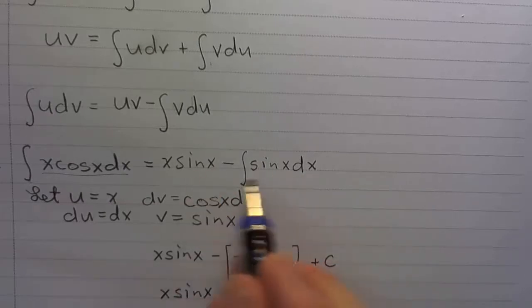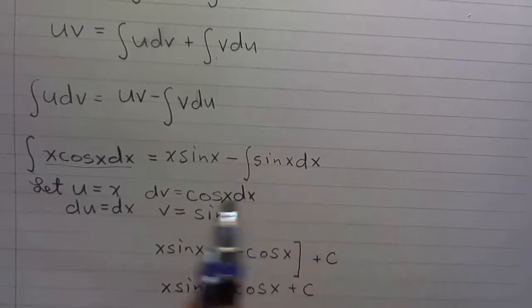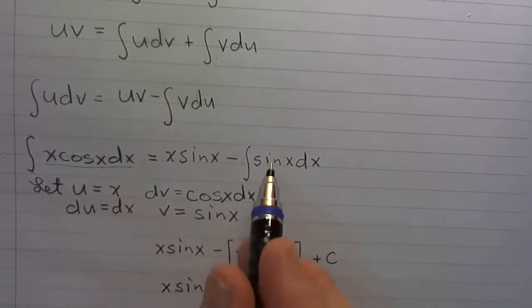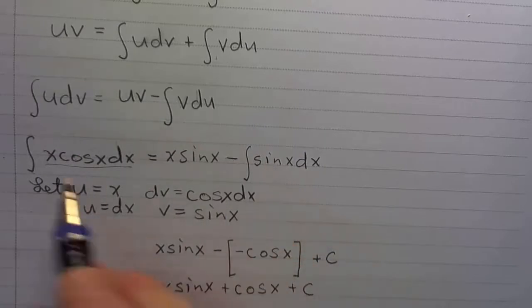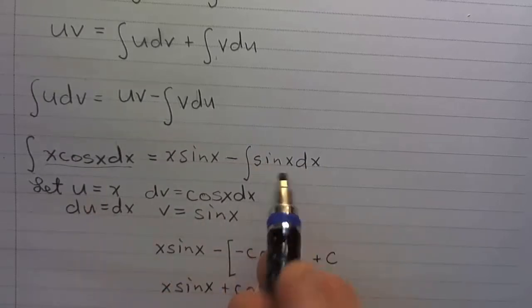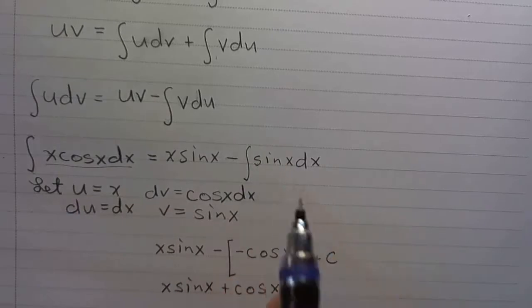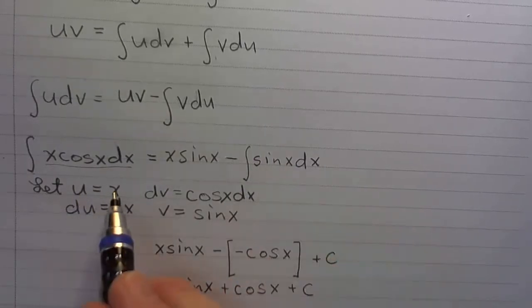See? So that's what we were working toward. We chose u with the idea that when we get this integral over here, we'll have a simpler integral. Here I had x cosine x, and here I just have sine x. And that's because we let u equal x.